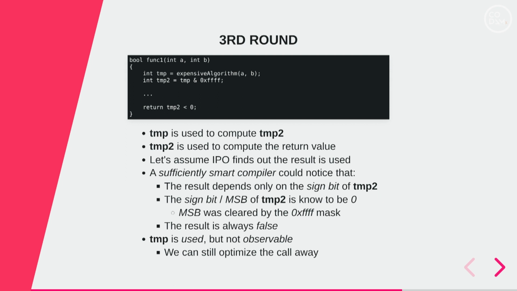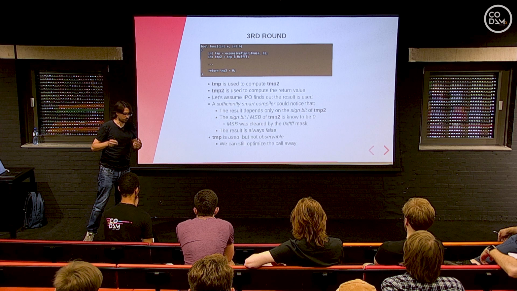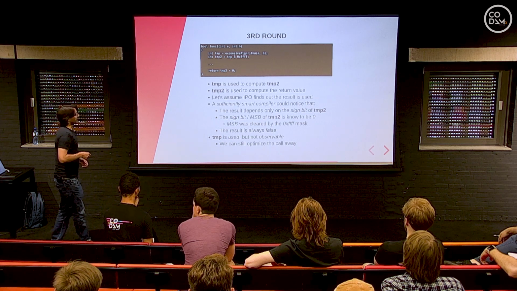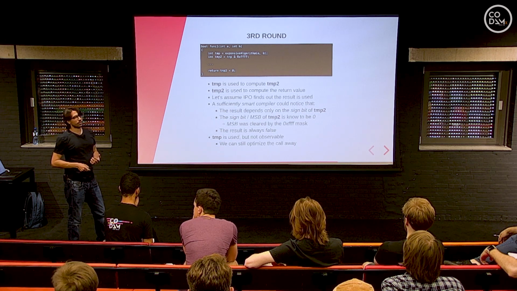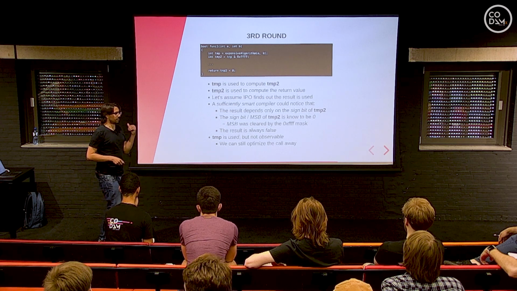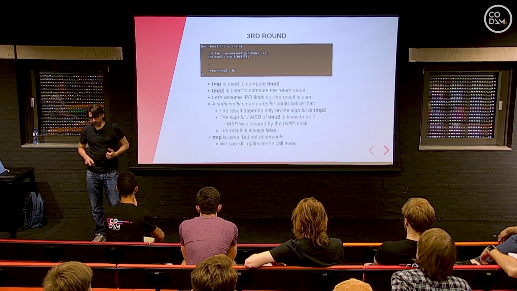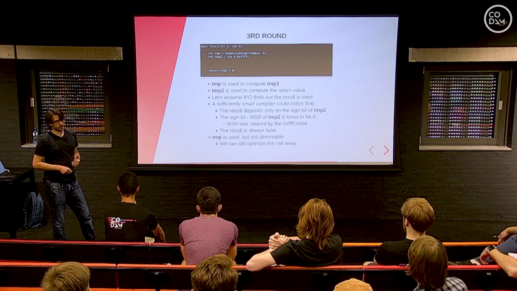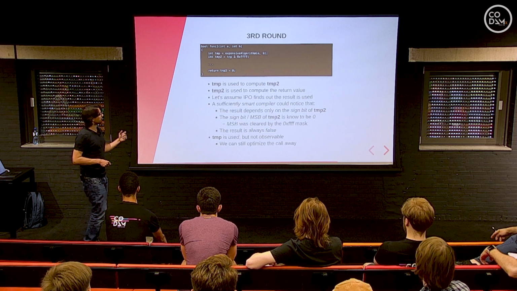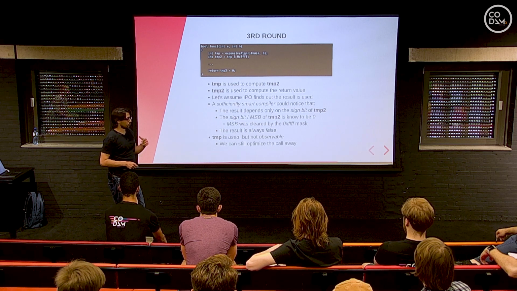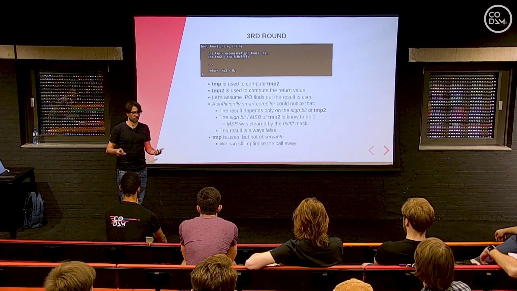The interprocedural optimization cannot easily tell us that we can simply drop the whole thing because nobody uses it. Somebody is using this result. What a sufficiently smart compiler could do, which is a mythical creature that does not exist in practice but we like to talk about, is notice that in the end the value of the result only depends on the most significant bit, the top bit of TMP2, which we know is 0. So we actually know that the return value is false. If we do this transformation, then TMP2 becomes unused, and TMP becomes unused itself, and then we can remove the whole thing one more time.